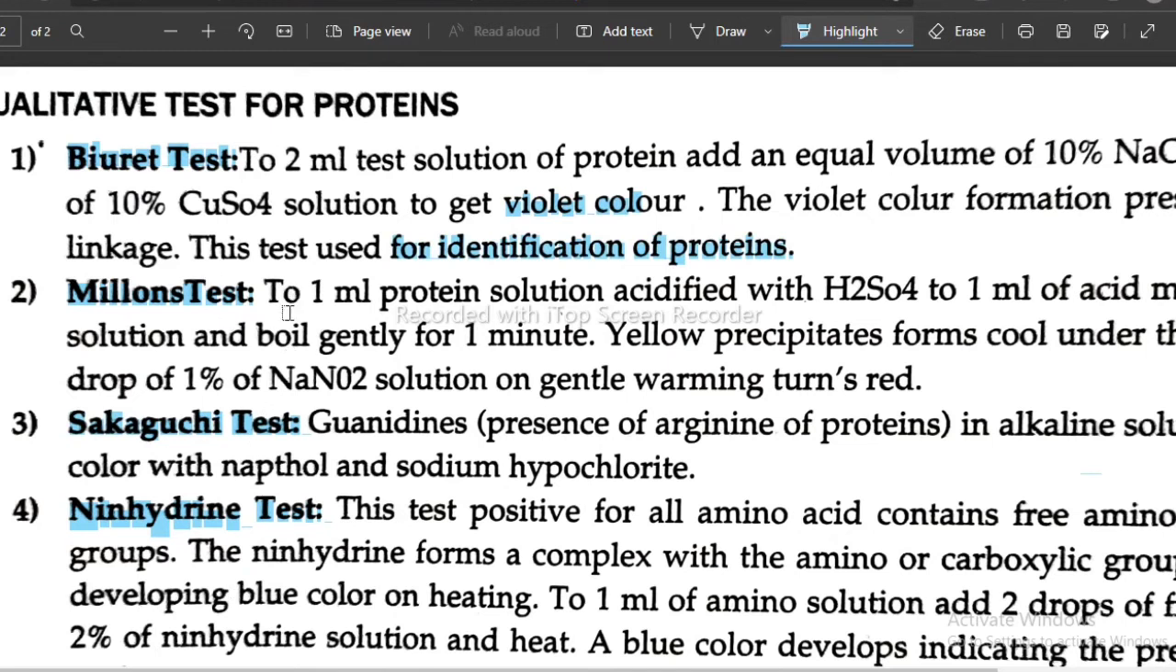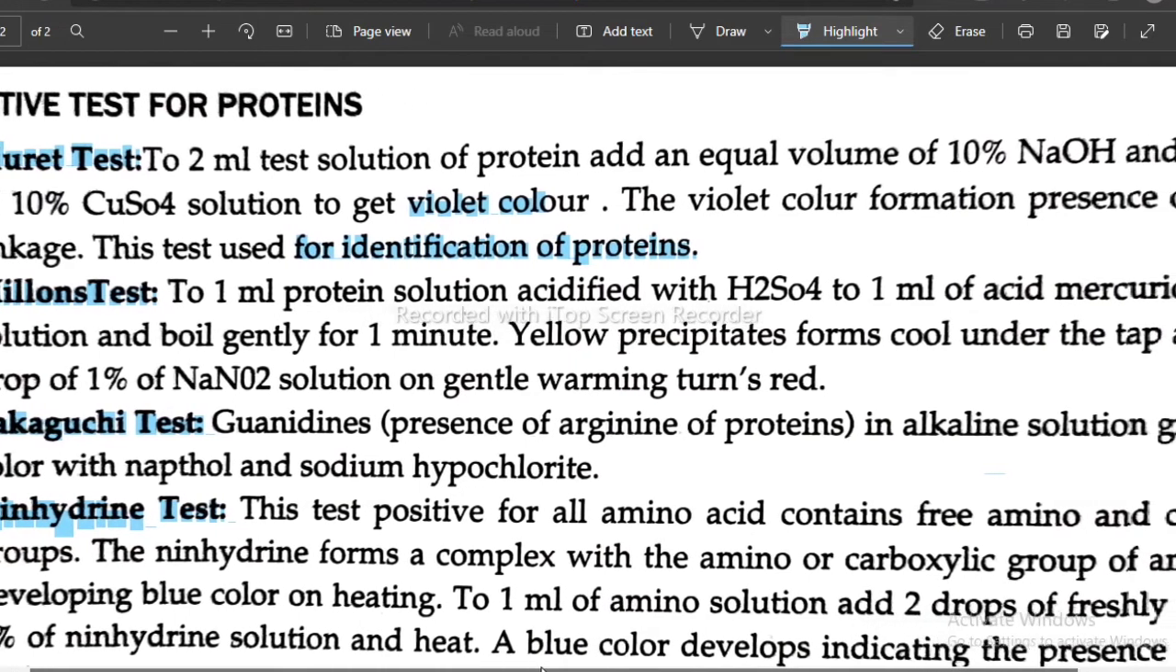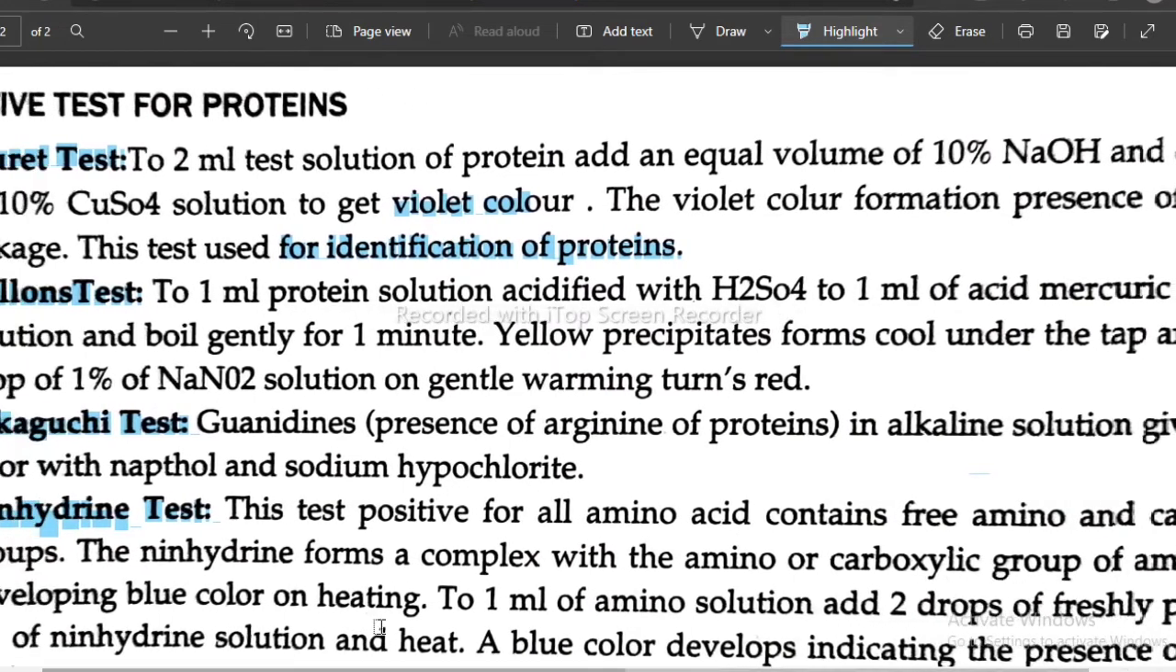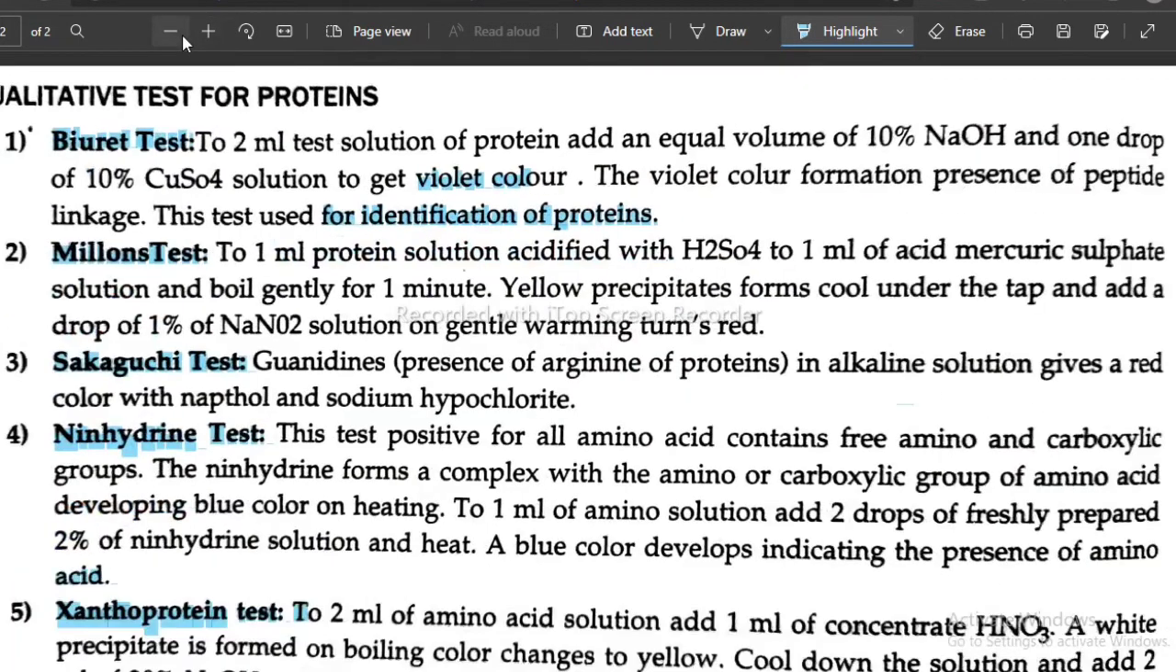Next we have the Millon's test. So यहाँ पर we have like... सो यहाँ पर जो है कन्फर्मेशन होगा, यहाँ पे पेप्टाइड लिंक प्रेजेंट है इन ब्यूरेट टेस्ट.